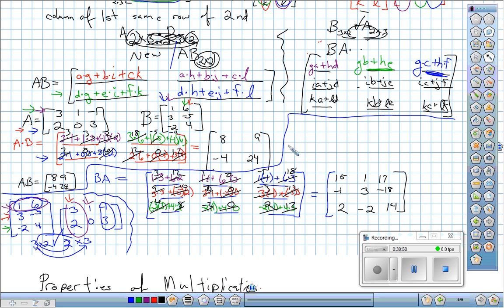Okay, so these are not equal. So BA is not equal to AB. In very, very few cases is it.